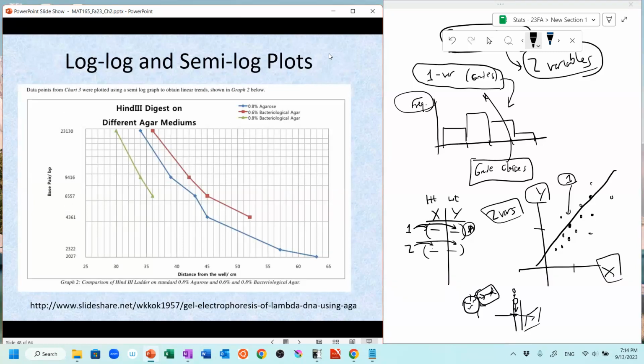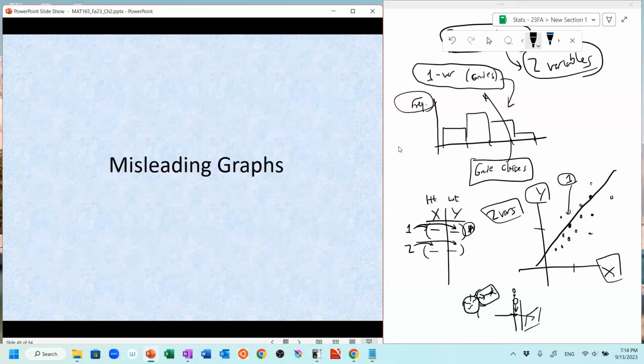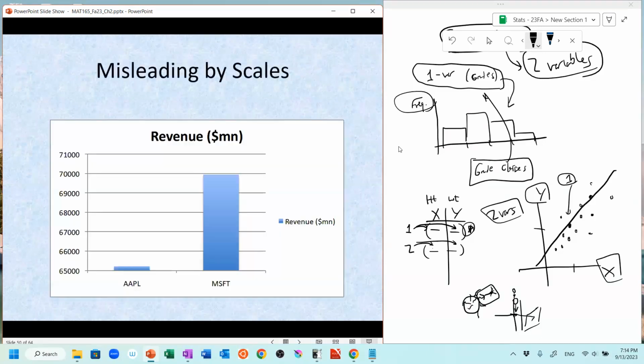I think log and semi-log plots maybe we'll leave until Tuesday. So we'll leave that until next week. We'll go through these. And I think we'll wrap up today with maybe misleading graphs. So a few different ways to mislead using graphs. And at the end of chapter 1, we talked about misleading statistics, and the same ideas apply here.